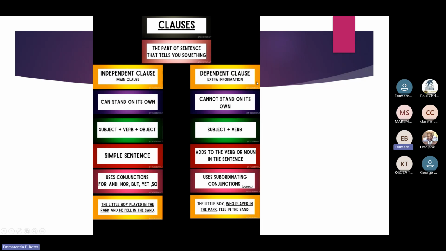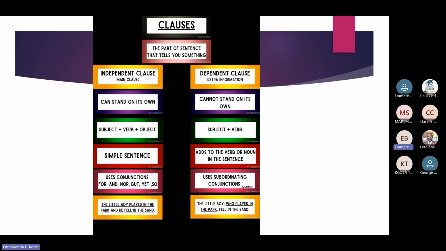Now a dependent clause, it gives us extra information. But this, a dependent clause cannot stand on its own. It has a subject and a verb. And then it adds to the verb or noun in the sentence. With this one, we use subordinating conjunctions. An example: the little boy who played in the park fell in the sand. So that added information, who played in the park.